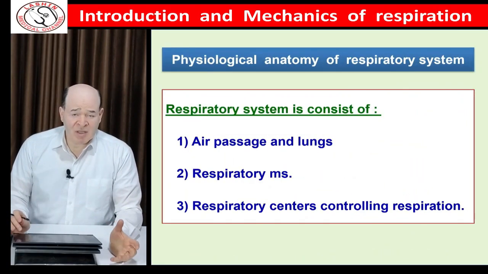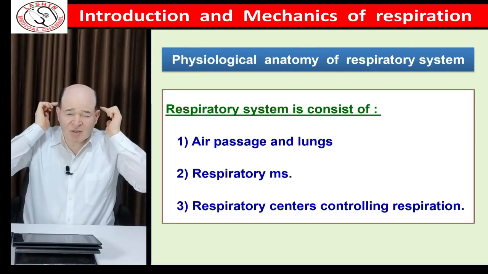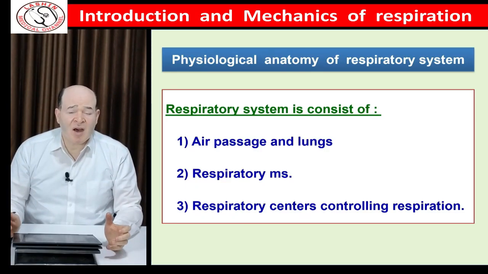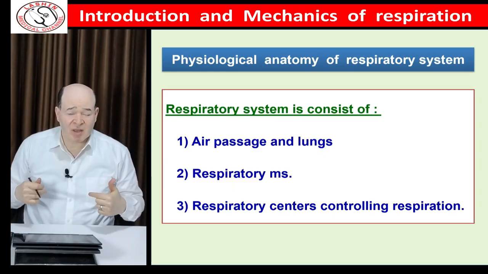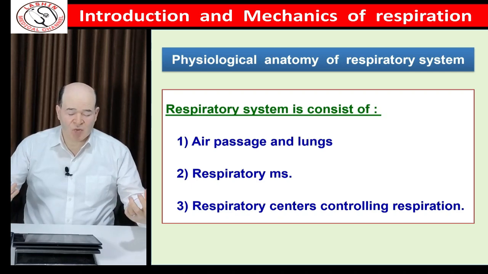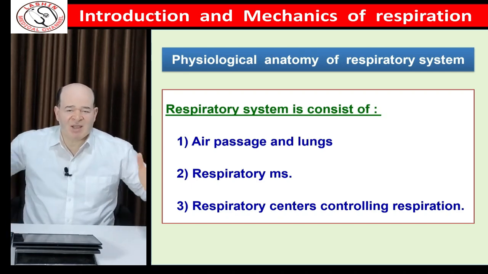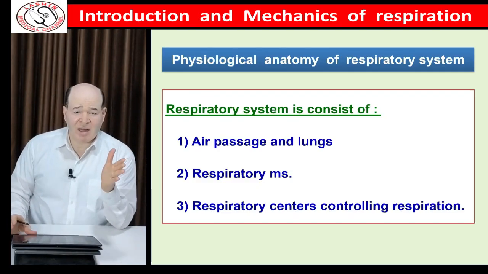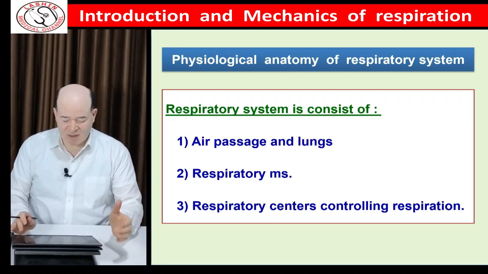Regarding the physiological anatomy of the respiratory system, the respiratory process starts from the brain, where our respiratory centers lie inside the brainstem. Then impulses descend through the spinal cord, then through nerves to reach the respiratory muscles, which move the chest and the lung. So the simple description is that our respiratory system consists of, number 1, air passages, number 2, respiratory muscles, number 3, respiratory centers.